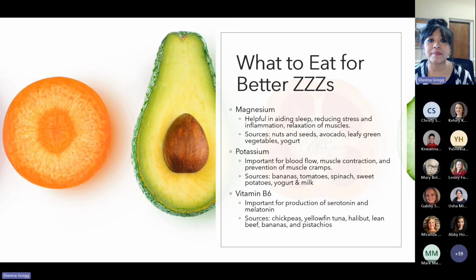Next is going to be vitamin B6. This is important for production of serotonin and melatonin. And sources of this are going to include chickpeas, yellowfin tuna, halibut, lean beef, bananas, and pistachios. That's just one of many sources, but I wanted to include some that may be part of your regular diet.